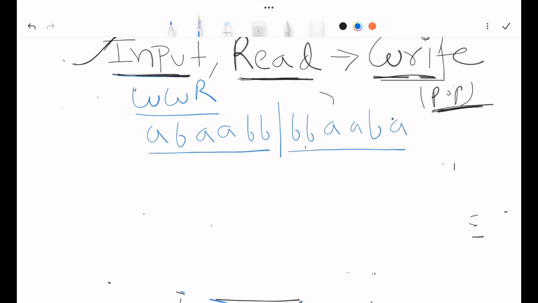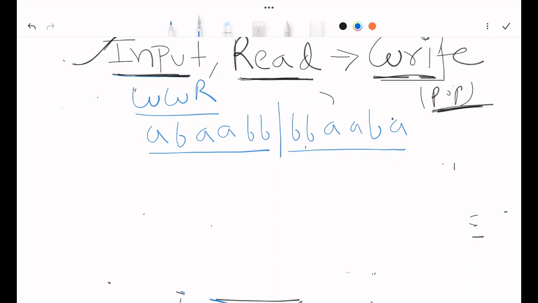Now what I will write, my next question is WWR. This is my next question. What is the meaning of WWR? Suppose I am taking this example: A, B, A, A, B, B. Its reverse is B, B, A, A, B, A. This is the reverse. This is W.